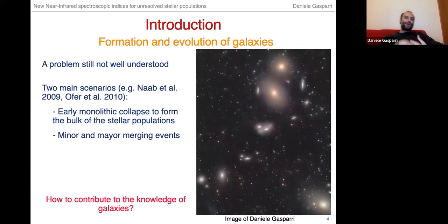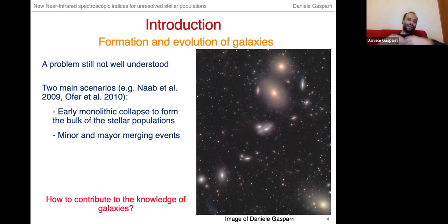So a very open question about galaxies is how they form and how they evolve. The formation and the evolution of galaxies is a very open and still unknown topic. Without going further, there are two main scenarios for the formation of galaxies. The first scenario is an early monolithic collapse of a giant cloud that forms the bulk of the stellar population.